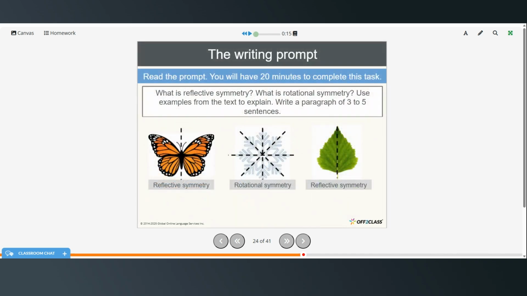Okay, read the prompt and you'll have 20 minutes to complete this task. What is reflective symmetry? What is rotational symmetry? Use examples from the text to explain. Write a paragraph of 3 to 5 sentences.